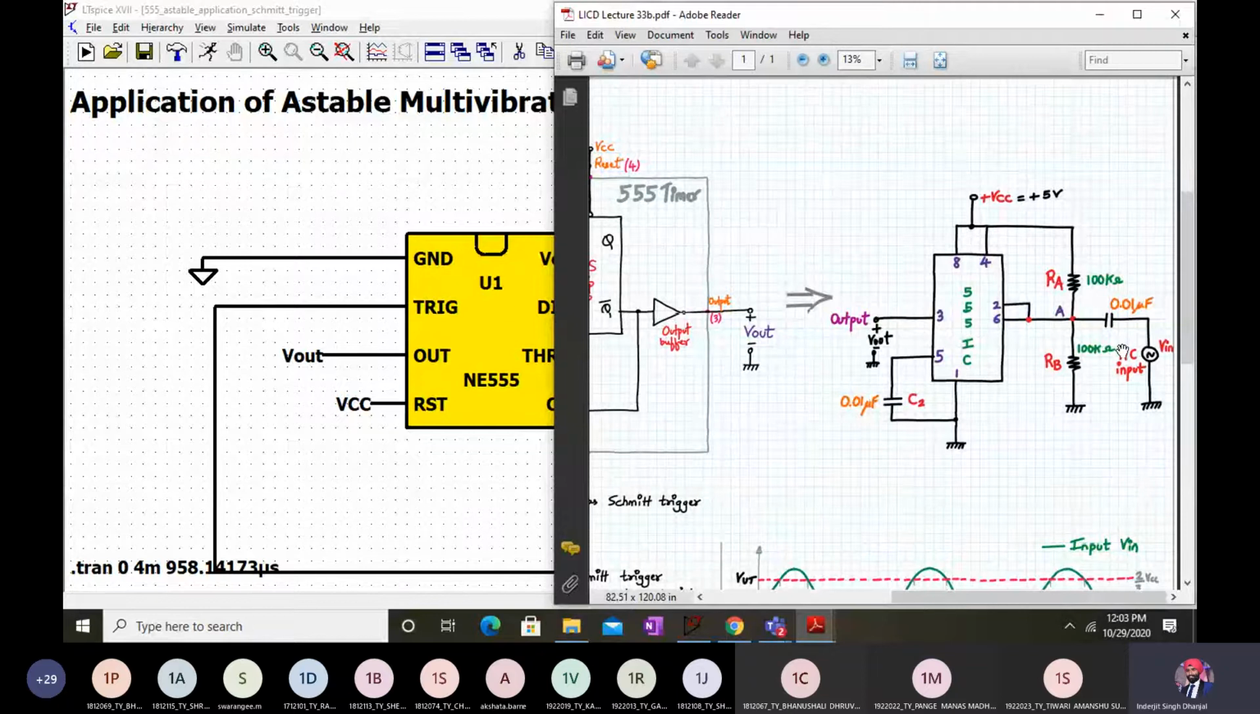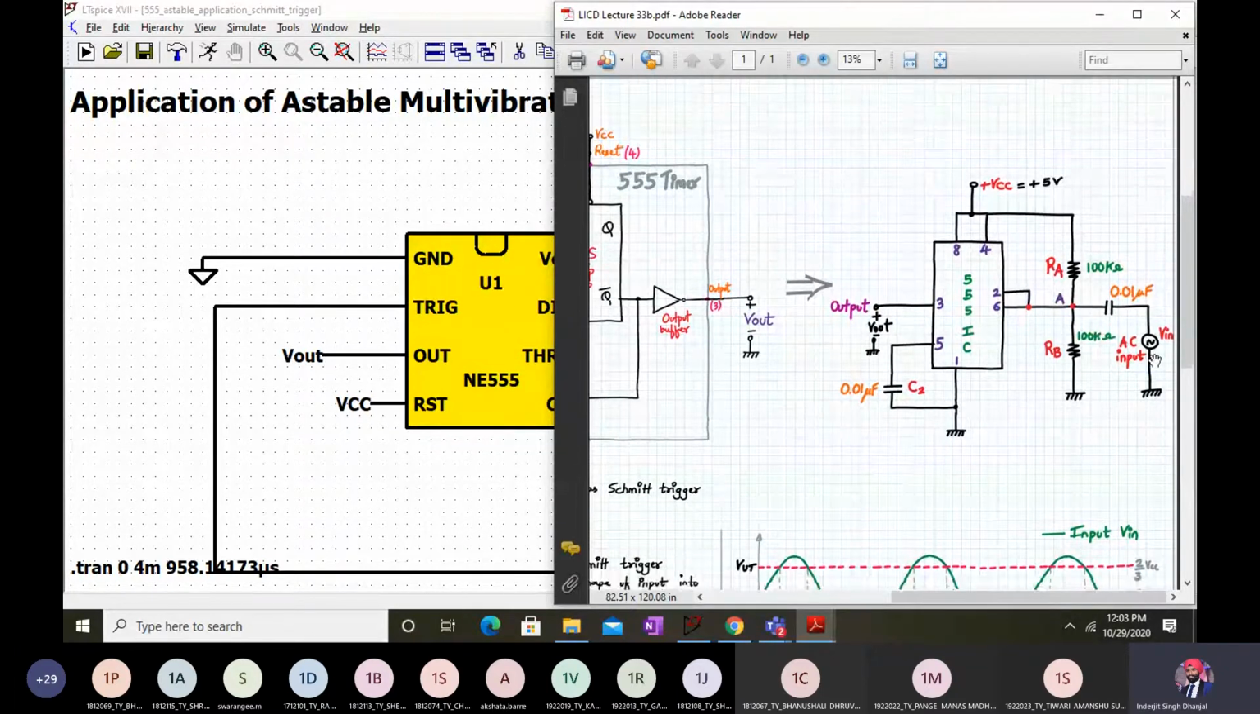Instead we are connecting an AC input, which is connected to point A via a 0.01 capacitor. That AC input can also have a DC component, so to block the DC component we have connected a capacitor of 0.01 microfarad to point A. Both the trigger input and the threshold voltage, that is pin number 2 and 6, are connected together to RA and RB, and pin number 7 is out of the picture.